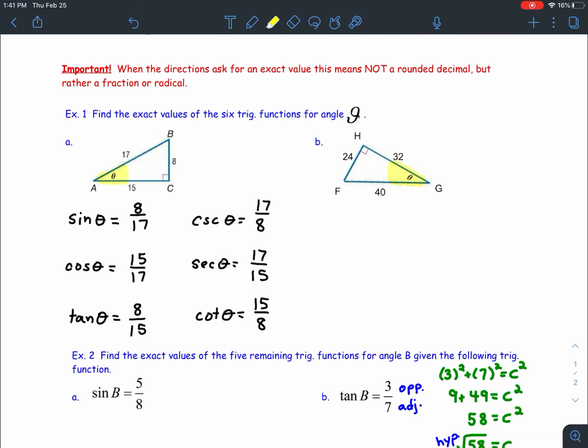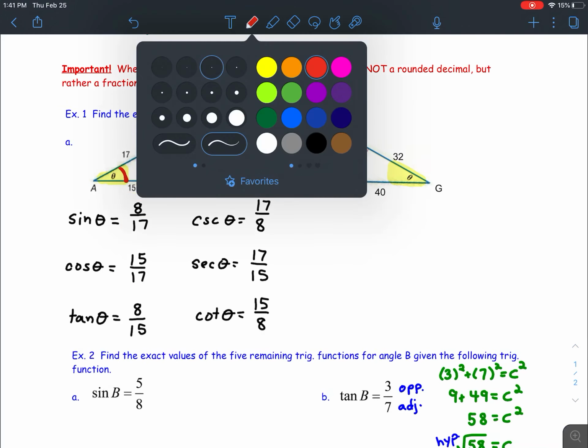You'll notice in this example that's done for you, sometimes I like to put a little arc at the angle where theta is. We're just going to construct in the first column the fractions for sine, cosine, and tangent, building opposite over hypotenuse for sine, adjacent over hypotenuse for cosine, and then opposite over adjacent for tangent. And then over here, we don't even really have to look at the triangle anymore. We can just grab each of these fractions and flip them and make them the reciprocal.